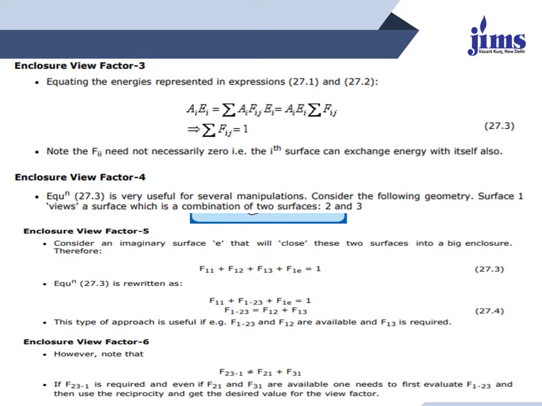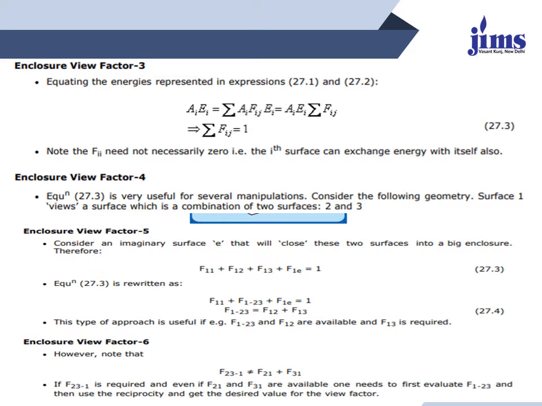If the two surfaces A1 and A2 are parallel, then radiation occurs across the gap between them, so that A1 is equal to A2 and all radiation emitted by one falls on the other. Then F12 is equal to F21 is equal to 1. So it is a mathematical expression.